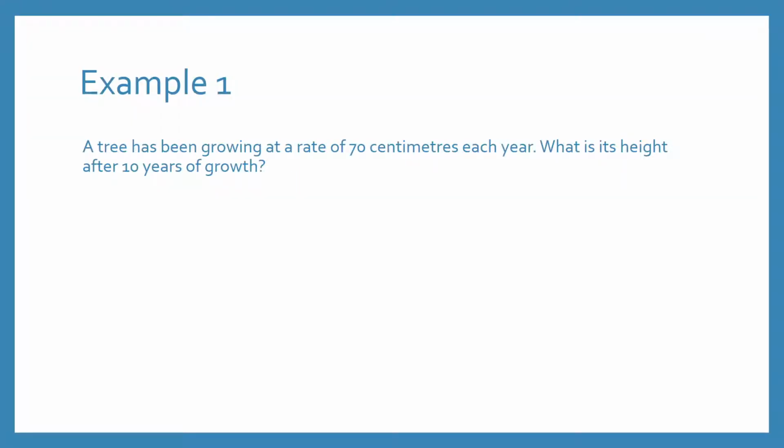So this is our first question. We've been told that a tree's been growing at a rate of 70 centimeters a year, and then asked to find what its height would be after 10 years. So first step, we want to identify the pronumerals, and we're looking for height. So we're going to just write that h equals the height of our tree. Now we could find other pronumerals, but we've been given their values, so we're going to forget them for now.